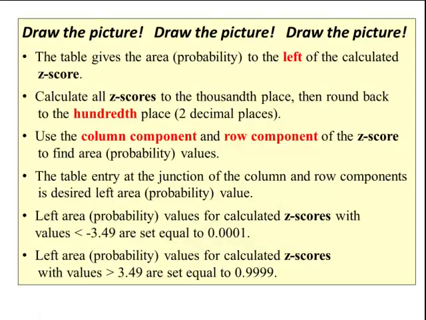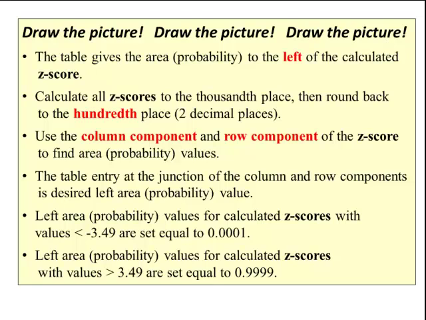As you're looking up these probabilities, the first thing, always draw the picture. The table gives the area or probability to the left of the calculated z-score. Calculate all z-scores to the thousandths place and then round them to the hundredths place, which is 2 decimal places. Use both the column component and the row component of the z-score to find area or probability values. The table entry at the conjunction of the column and row components is the desired left area or probability value.